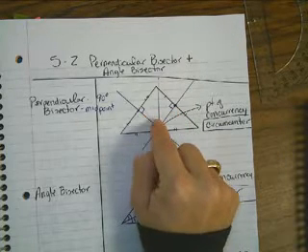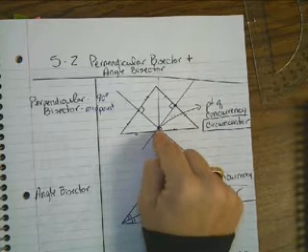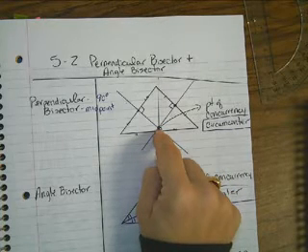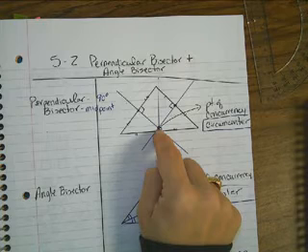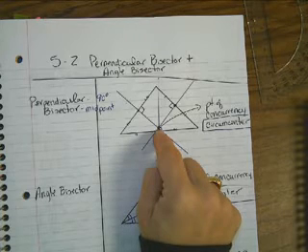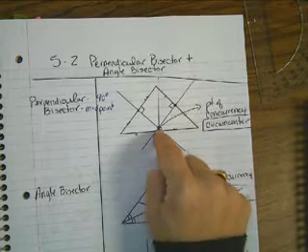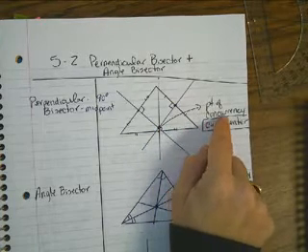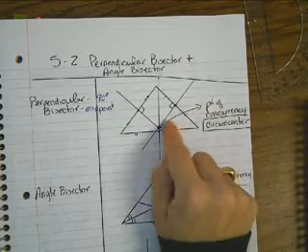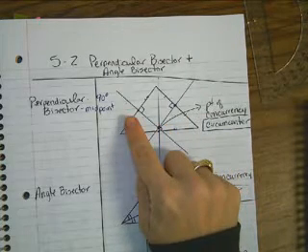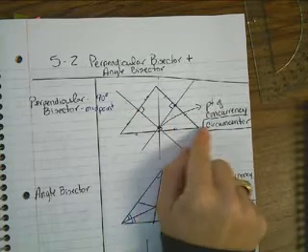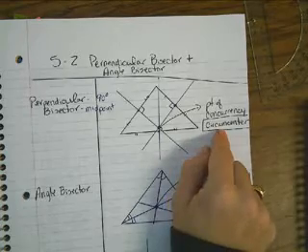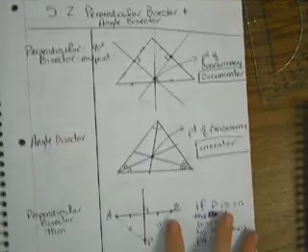Now, notice that they all intersect at the same point. That's not a coincidence. Every perpendicular bisector, no matter what the triangle is, will always intersect all together at the same point. When three lines intersect at one point, it's called a point of concurrency. And this one has a special name. When it's formed by perpendicular bisectors, it's called a circumcenter. Okay? Then we had angle bisectors.